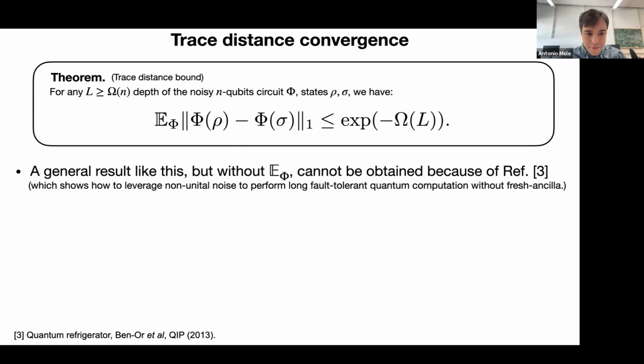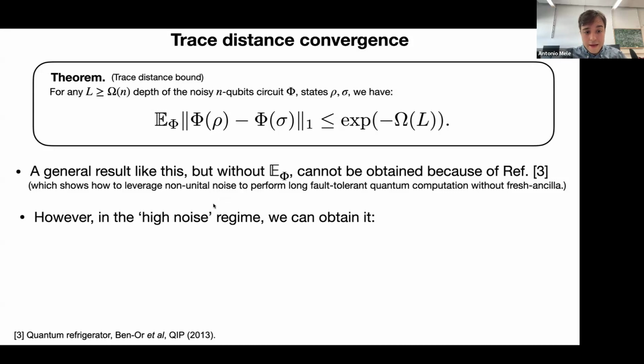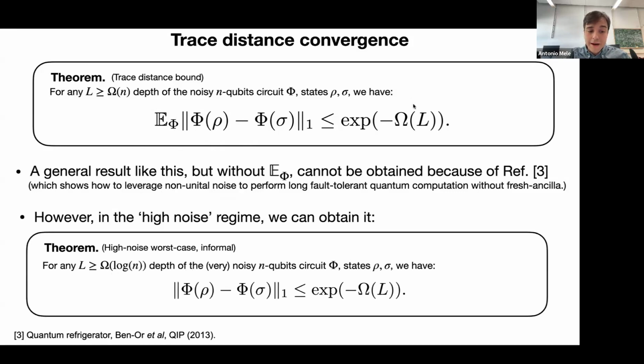However, this theorem that was shown in this paper assumed a threshold, and that does not refute that our theorem can be applied without average. However, in the high-noise regime, if the noise is quite high, we can obtain this result in the worst case. And here in particular, if the depth is larger than log n, and we assume, informally, very noisy circuits, then we have this exponential convergence. And the trace norm is a meaningful notion of distance between quantum states because it's related to their distinguishability from the Helstrom theorem.